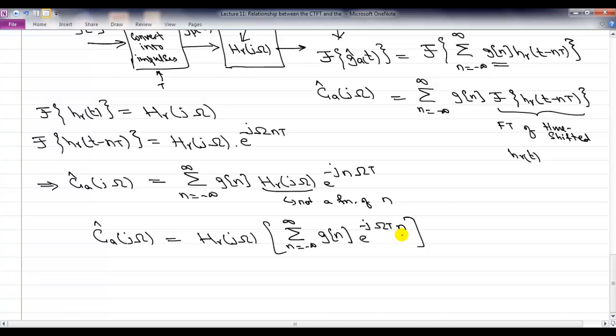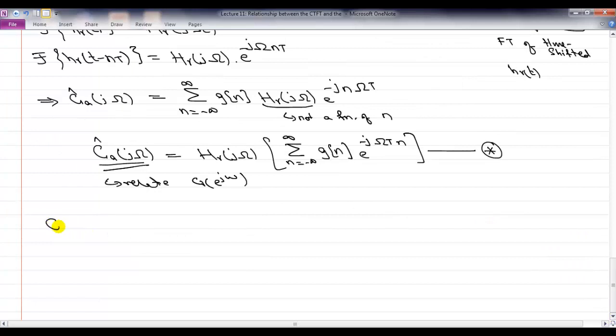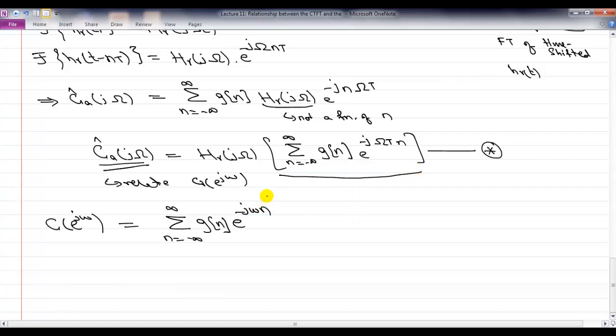Our final goal is we want to relate this G hat A of j omega to G of e to the j omega. This is our final goal. So to do that, let's call this equation star. And let's say, what is G of e to the j omega? Well, that is simply the Fourier transform formula, the summation of G of n e to the minus j omega n. So let's compare this thing that is inside these brackets to this formula. What do we see?